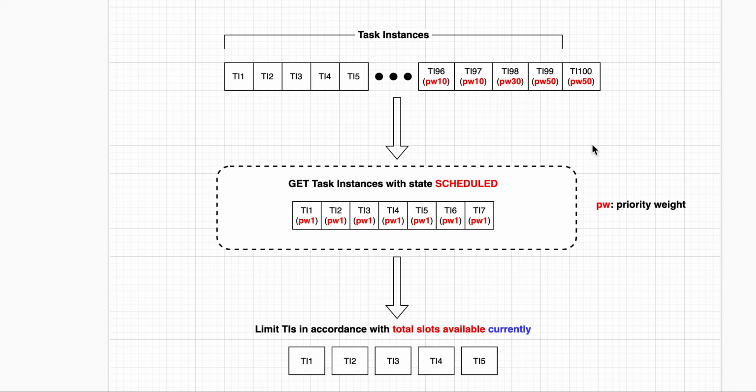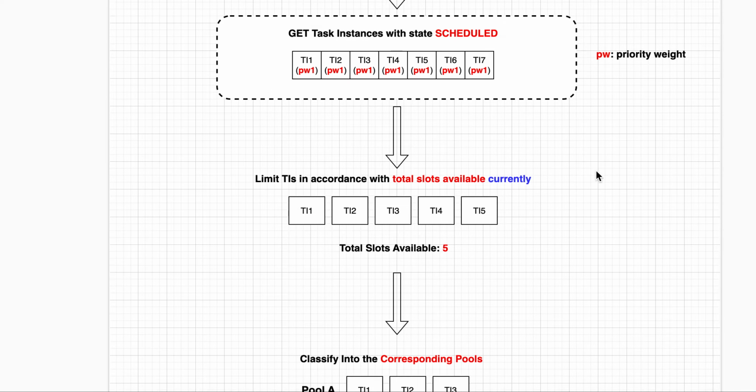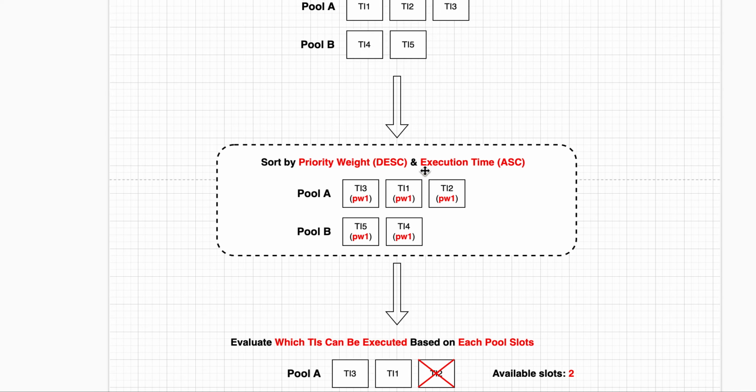In addition, you may also notice that Airflow sorts the task instances based on priority at this step, right? However, this process is performed after retrieving all scheduled task instances, meaning the task instances on each pool will have lower priority weight, or in other words, the priority weight that gets picked up is not what we expected before.